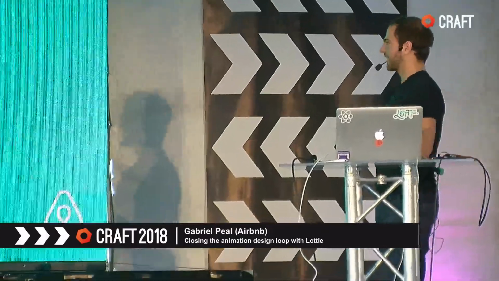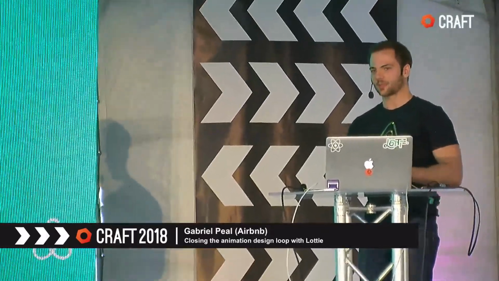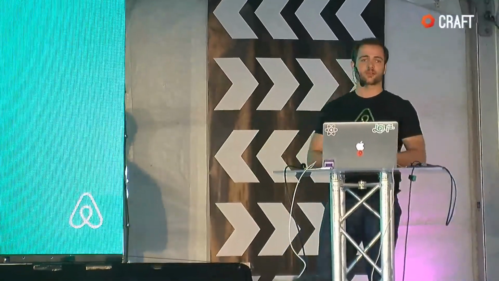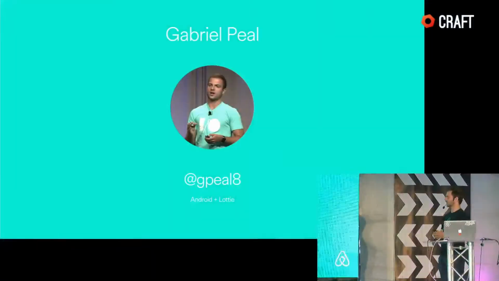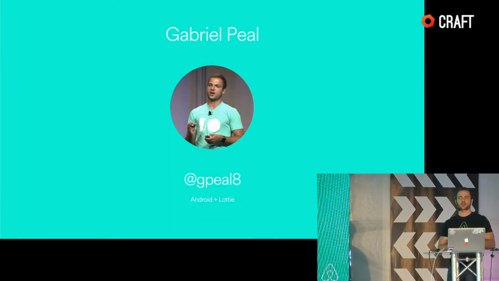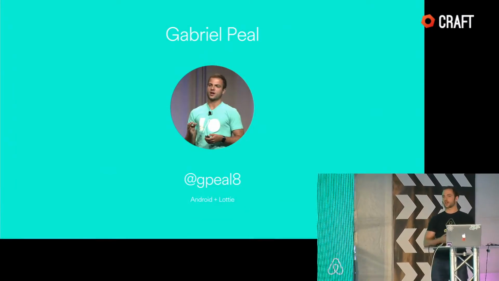My name's Gabriel, and I'm a software engineer at Airbnb. I work on Android. In the past, I've done some React Native there as well. I also wrote Lottie for Android, which we'll learn more about today. And before that, I worked on Android Auto on the Android team at Google.